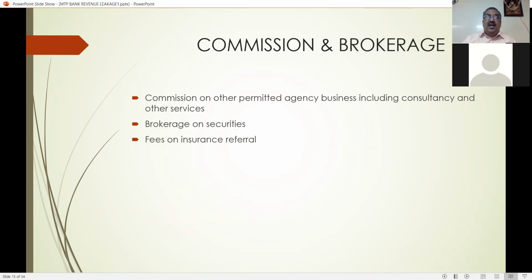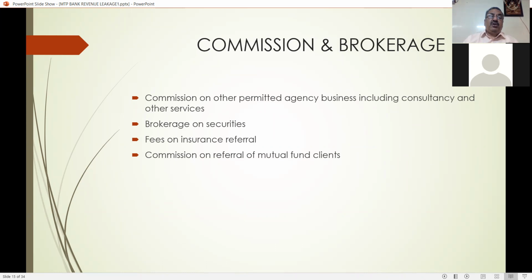Brokerage on securities and fees on insurance referral. Suppose they refer insurance, just like LIC, you can refer even health insurance also, you will be getting some fees on the referral because they are introducing customers to LIC. They are introducing customers to some Star Health and that. The LIC and Star Health are paying commission to the bank.